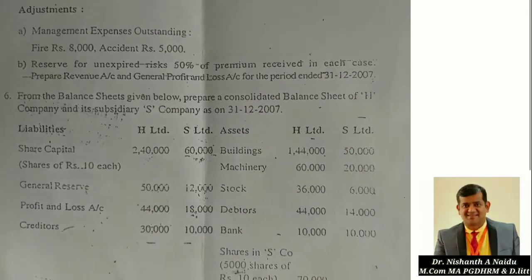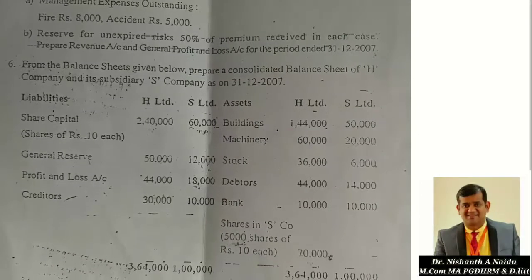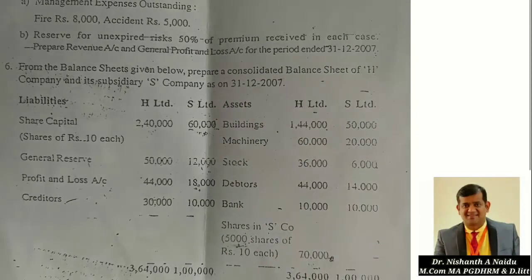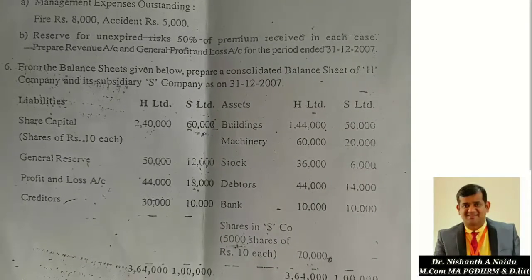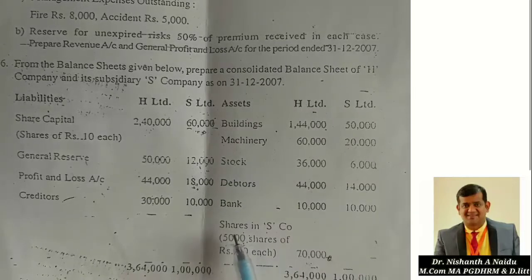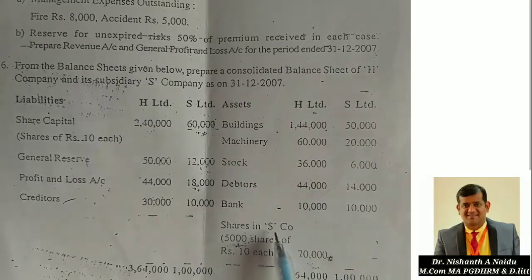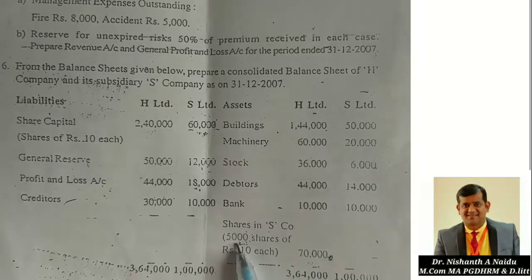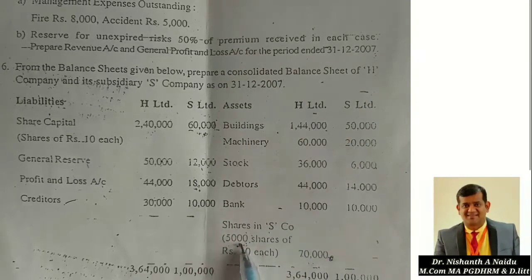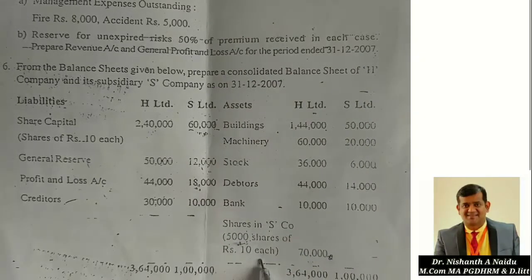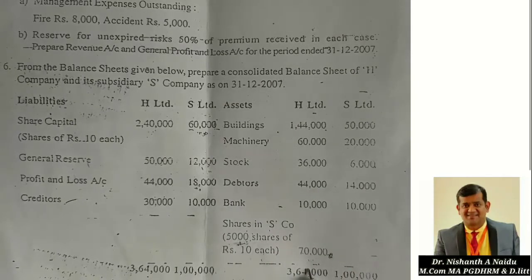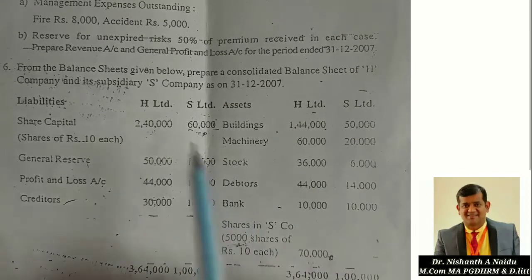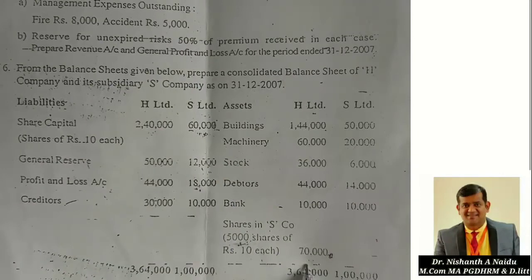Now how do we identify the subsidiary company? The parent company always has an investment in the subsidiary company. Look here in the asset side: shares in S Company, 5,000 shares of rupees 10 each, but they have paid 70,000 rupees. These points you should remember.